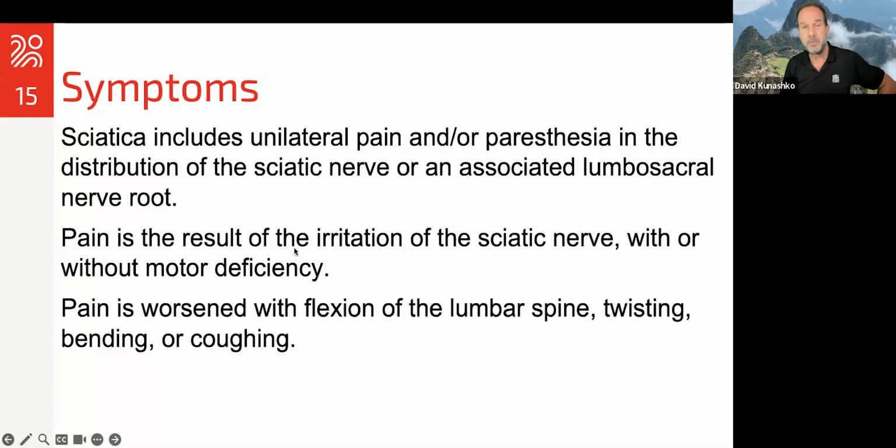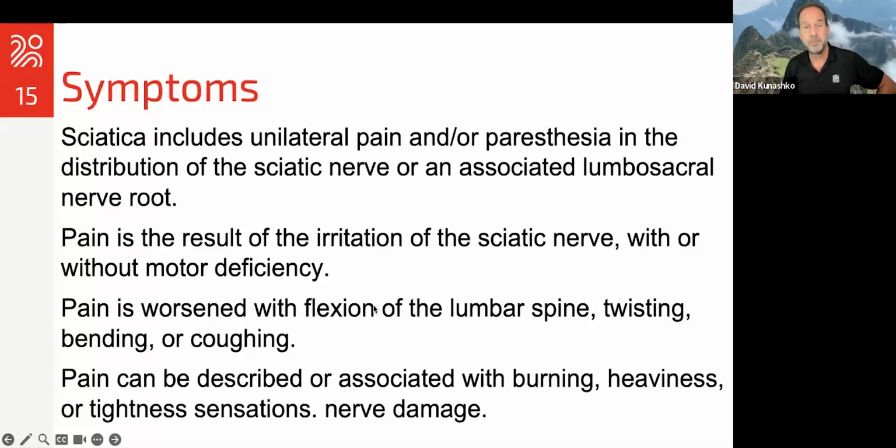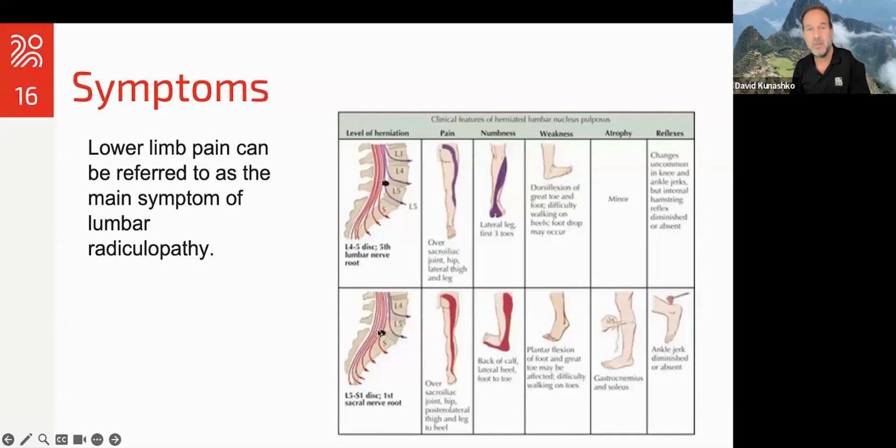Pain is usually worse with flexion of the spine and twisting and coughing and those kinds of things, when you're increasing intrathecal pressure. And the pain is usually quite intense. If you've not had sciatica, of course, you've treated patients that have, it's bad. It's burning, heaviness, tightness, nerve-like pain. Not a whole lot of fun.